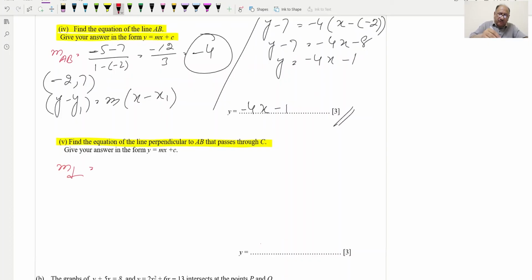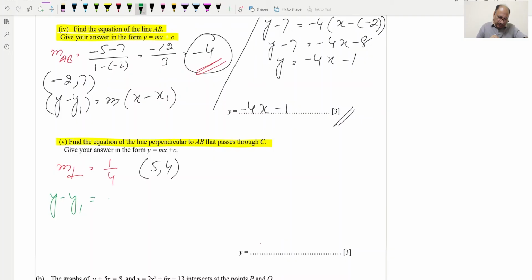Reciprocal and change sign of minus 4 will be 1 by 4. Now the line perpendicular to AB and passing through C, and the coordinates of C are what? Coordinates of C are 5 and 4. So our point will be 5 and 4. Now these two pieces of information we will use to write the same equation again: y minus y1 is equal to m of the perpendicular into x minus x1.